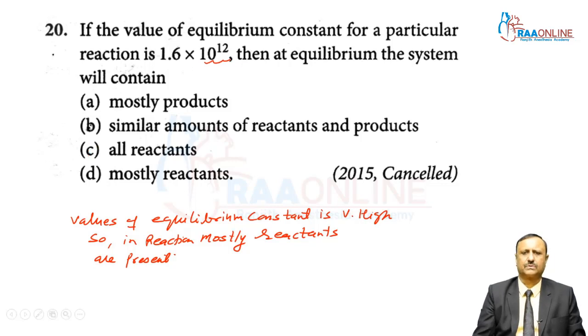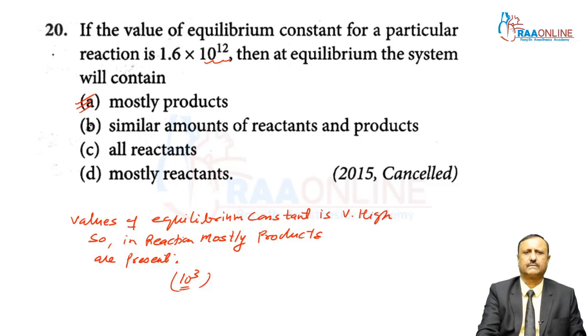Values are very high, so mostly products are present. Mostly products are present, not reactants, because the value is very high. If the value is low, like 10 to the power minus 3, then reactants are present. A value greater than 10³, meaning 10¹², means products are present. So, mostly products are present. Question number 20, you get answer A.